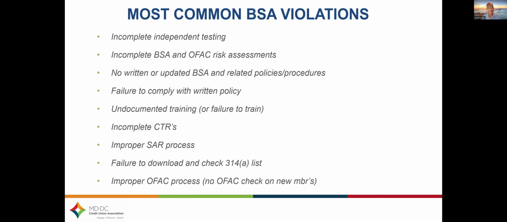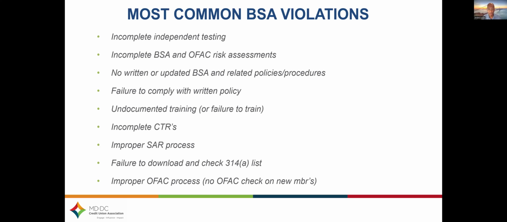Okay, so undocumented training or failure to train. And this is for everyone. If you've got 60 employees and you've got one employee that has not been trained, you're out of compliance. Make sure, and board members, please make sure that you get your BSA training.